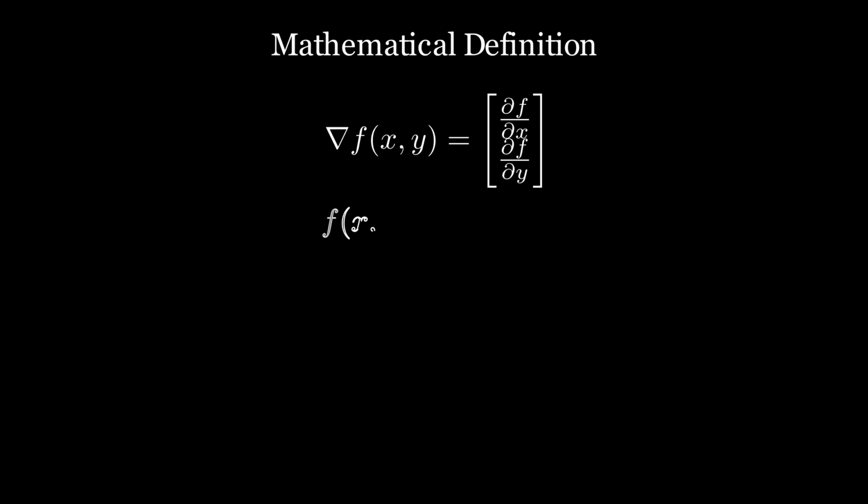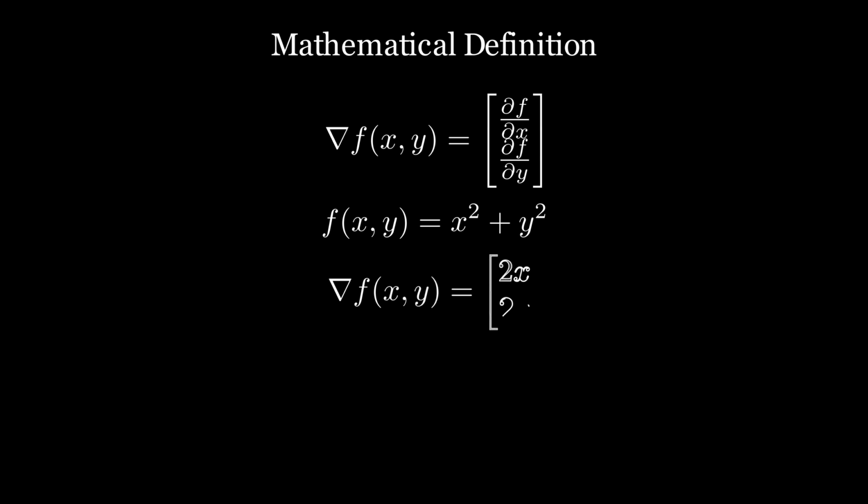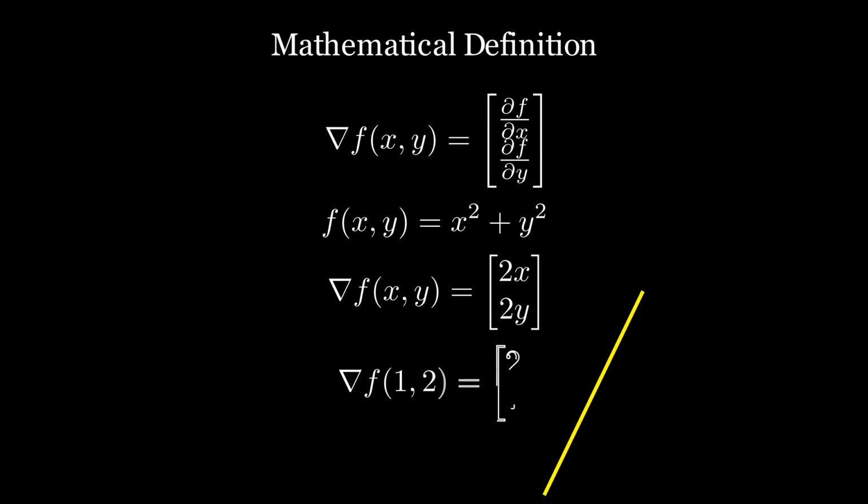For example, consider the function f(x, y) equals x squared plus y squared. Its partial derivatives are 2x with respect to x and 2y with respect to y. At the point (1, 2), the gradient would be the vector (2, 4), pointing in the direction where the function increases most rapidly.